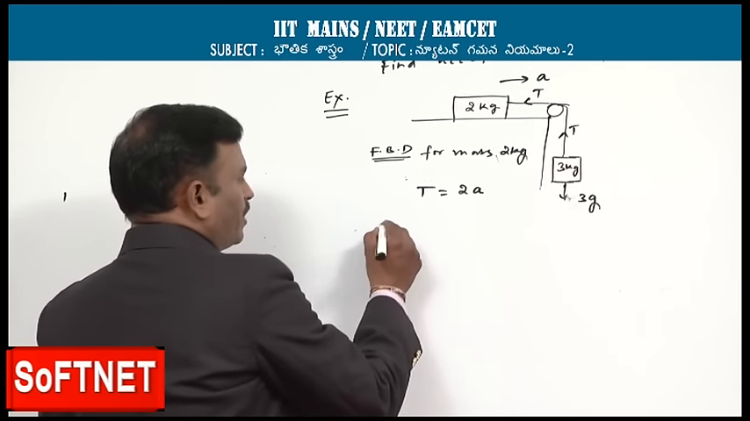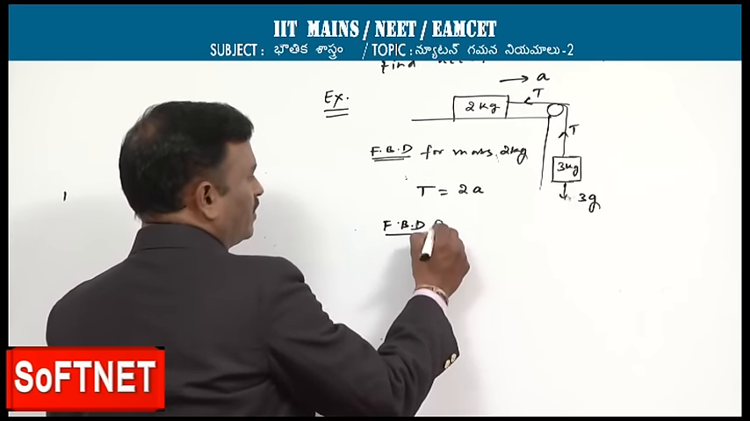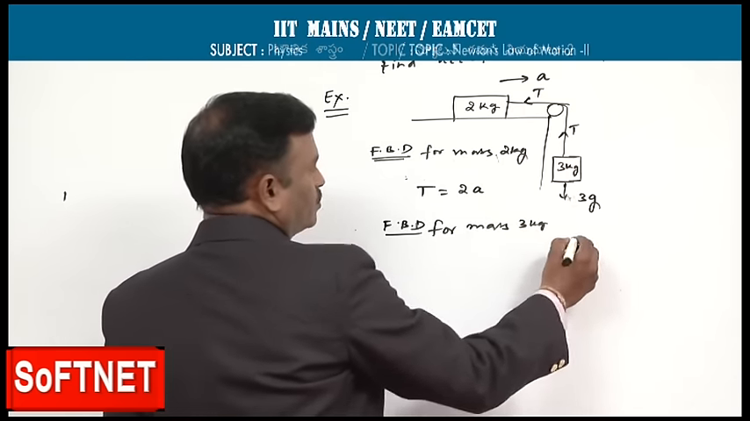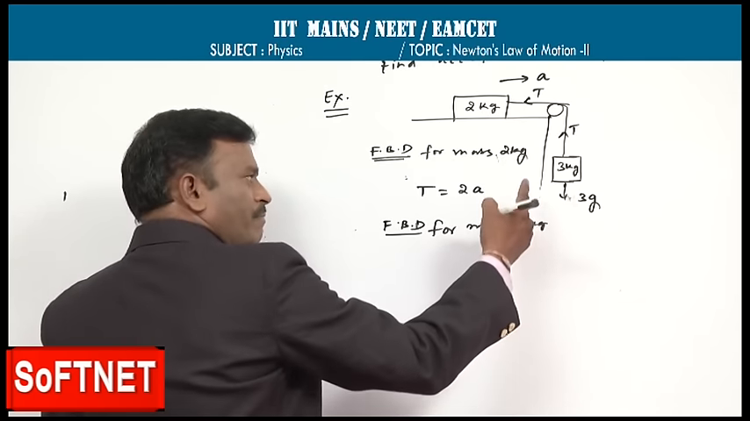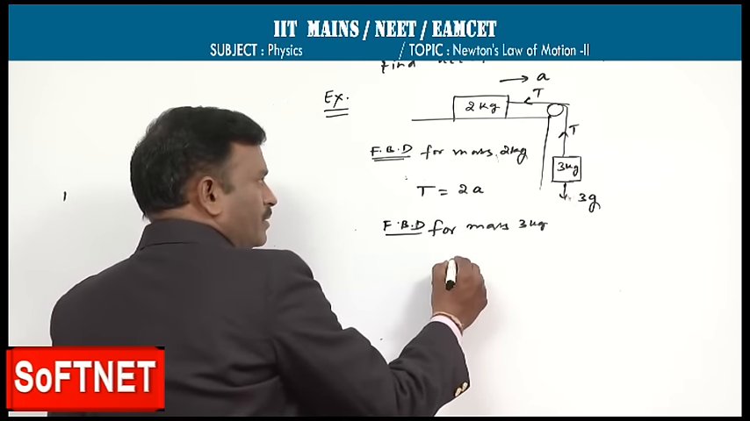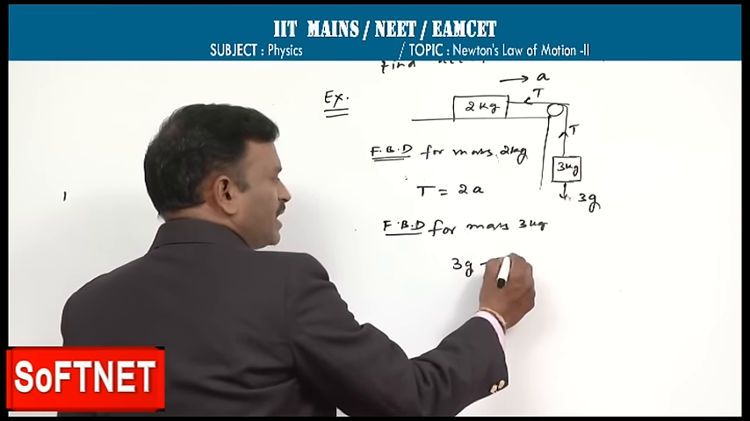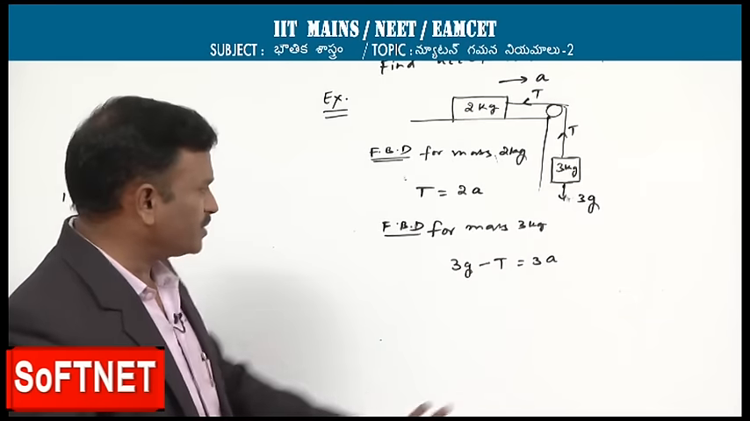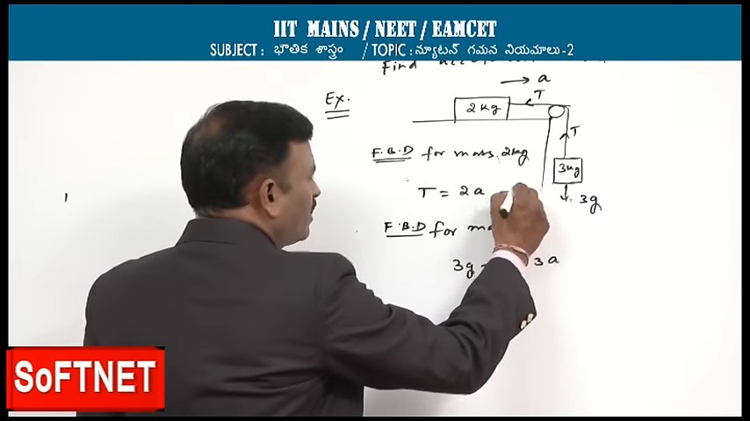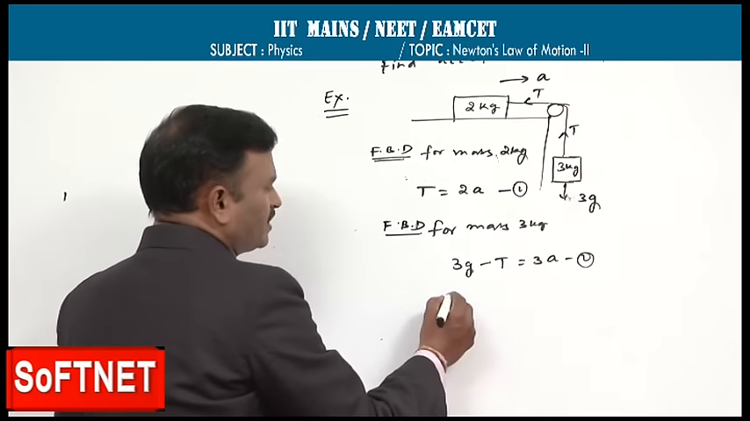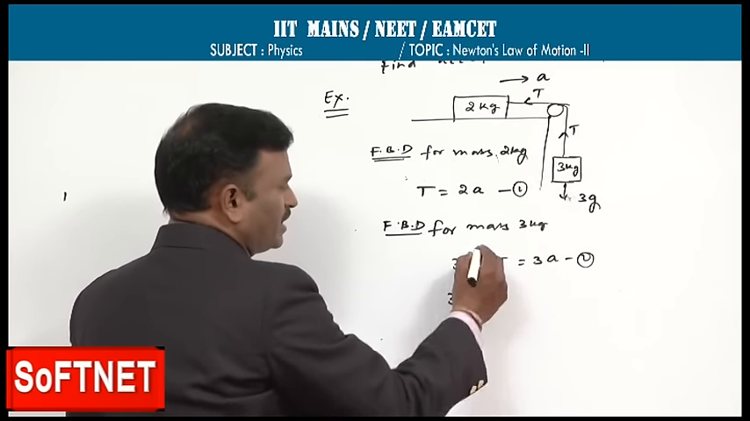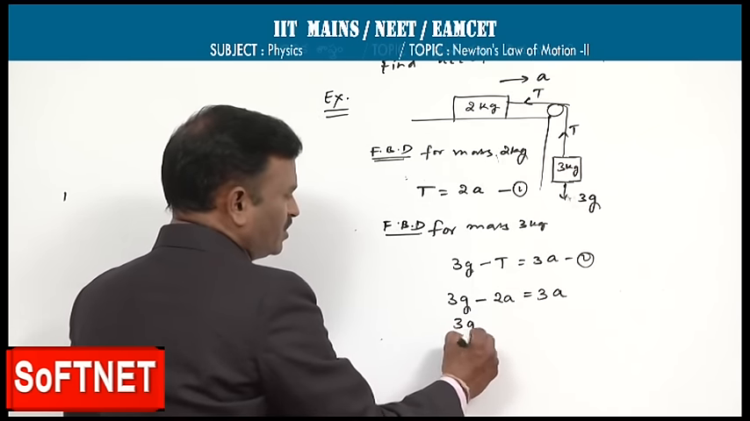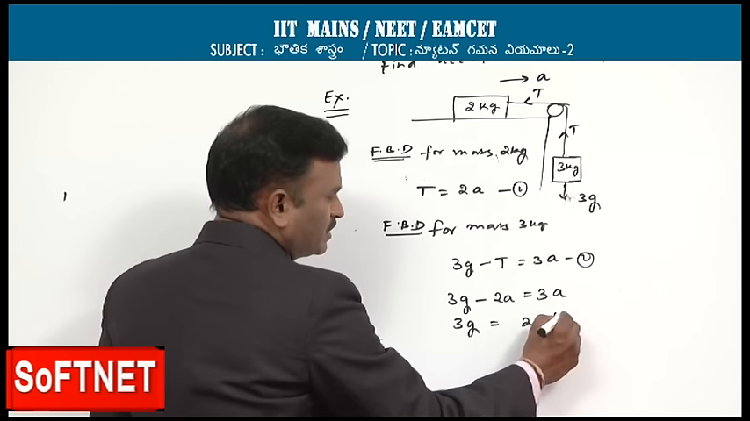Next, free body diagram for mass 3 kg. So, 3g is acting down, T is acting up, is equal to 3 into A, as just before we wrote the equations. So, this is equation 1, this is equation 2. Just substitute 3g minus T is equal to 2 into A is equal to 3 into A. 3g is equal to 2A plus 3A.